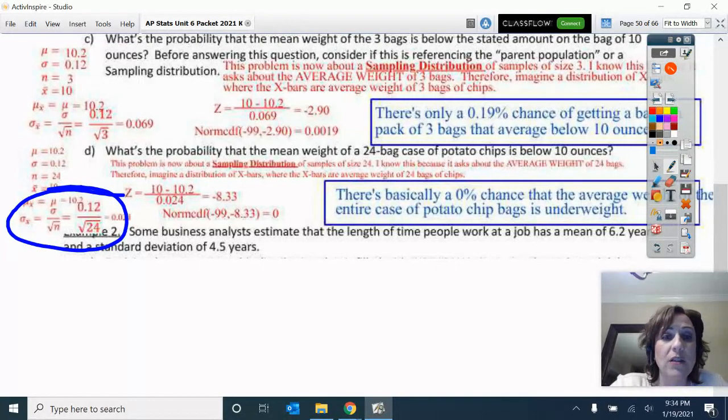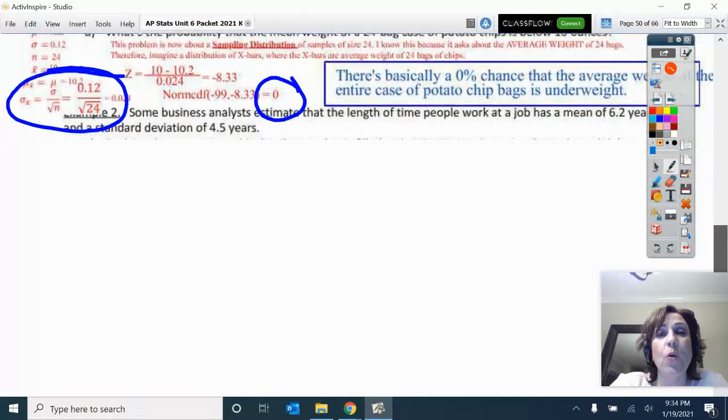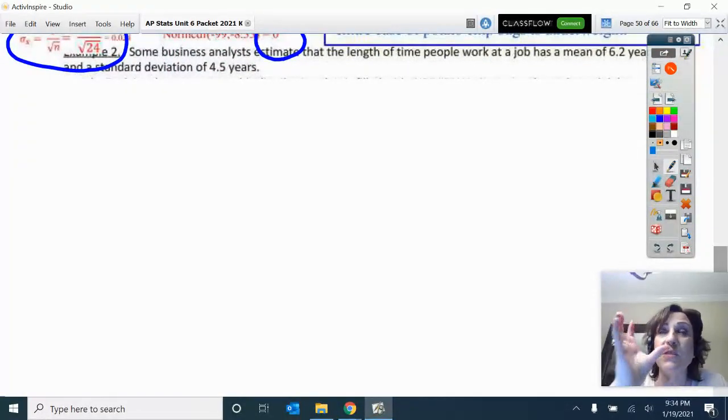Now then, whoa, look at that. 8.33 standard deviations below the mean. Mind blown. That is virtually a 0% chance that the average of all 24 bags will be underweight. So that's what's happening. The smaller standard deviation makes it less likely for that larger sample to be underweight. Okay, let's see what's next.